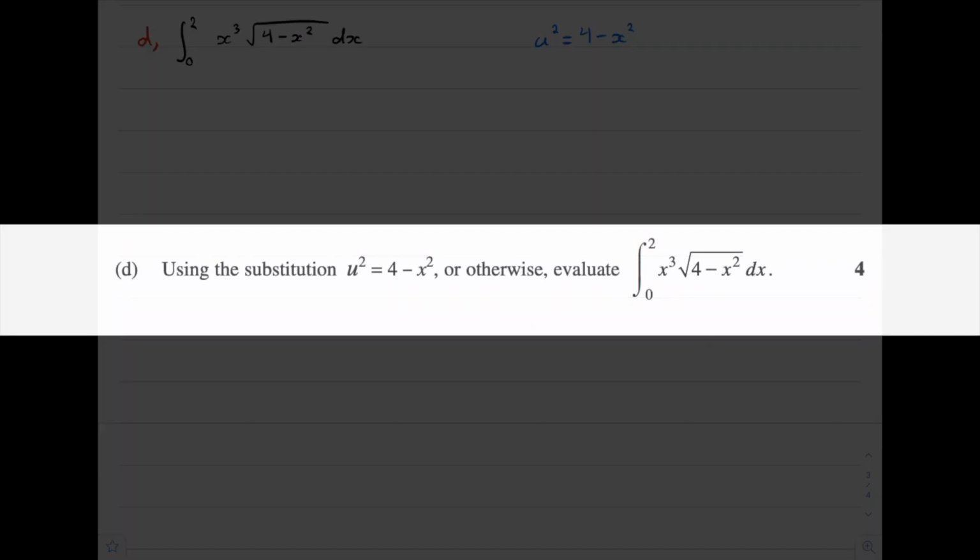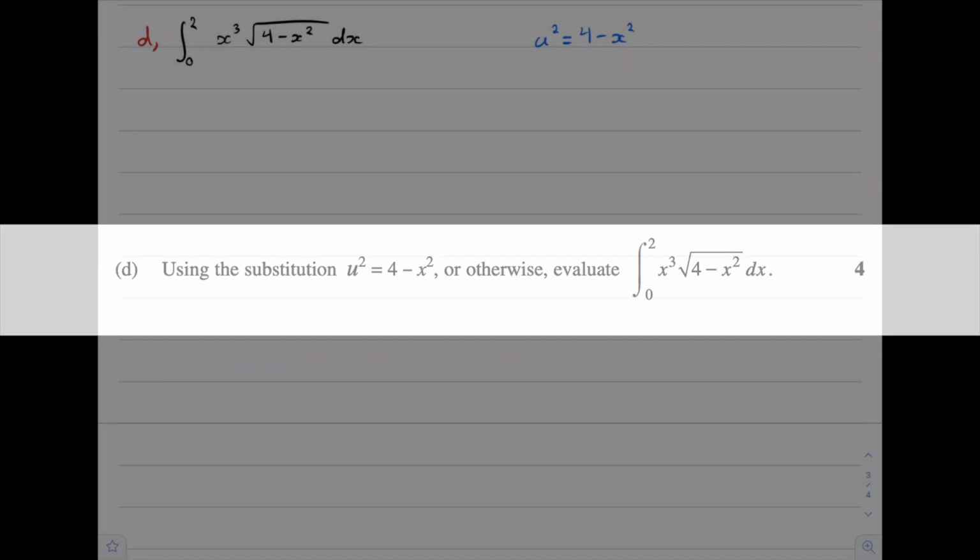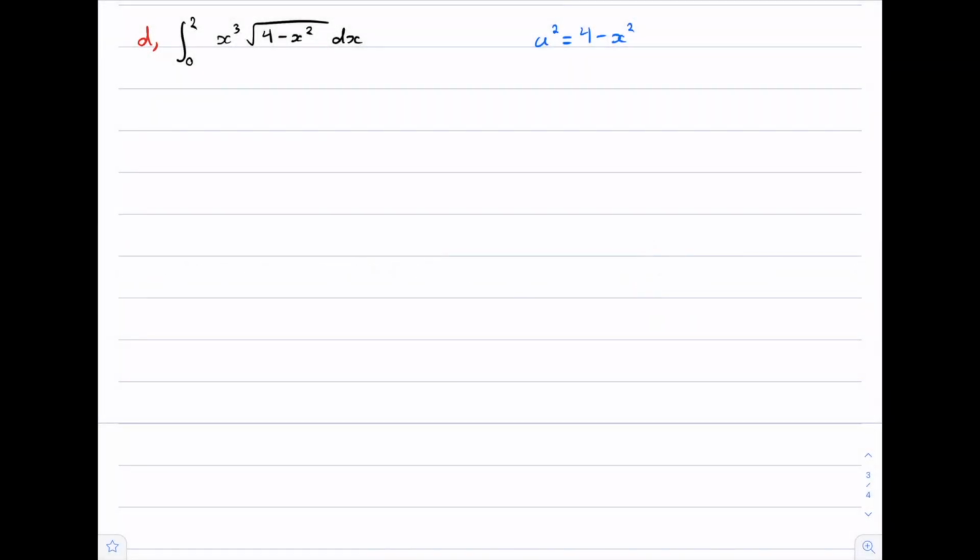Part D. Using the substitution u squared equals 4 minus x squared, or otherwise, evaluate the integral from 0 to 2 of x cubed times the square root of 4 minus x squared dx. Now here they've given us a substitution to use, but they also have said or otherwise. So we might use a method if that's something that we want to do. I suppose another substitution you could make would be some sort of trig substitution. Looks like x equals 2 sine theta might work. But I think since they've given us a substitution to make, let's just use that substitution.